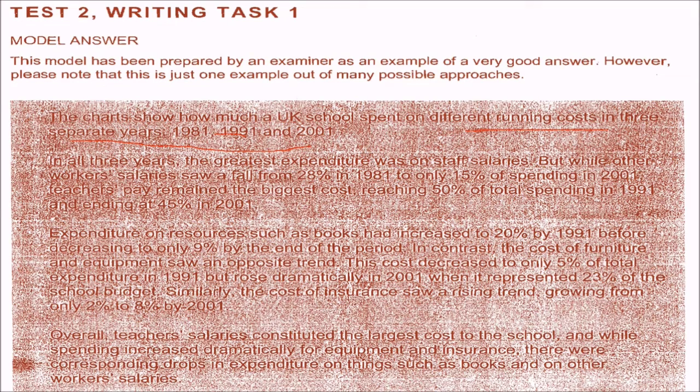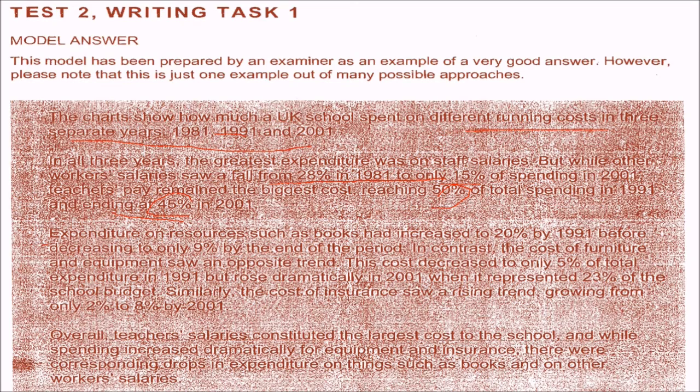In all 3 years, the greatest expenditure was on staff salaries, but while other worker salaries saw a fall from 28% in 1981 to only 15% in spending in 2001, teachers' pay remained the biggest cost, reaching 50% of total spending in 1991 and ending at 45%. So this is the highest cost which the school is spending on.